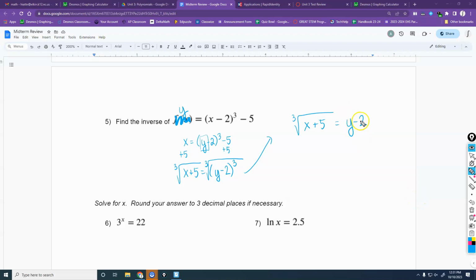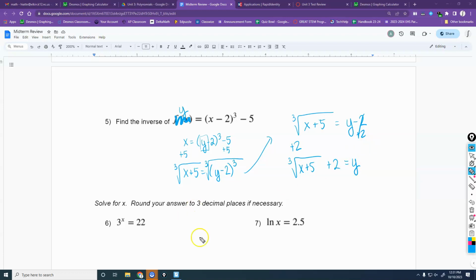Okay, we got a y minus 2. We got to get rid of that 2. How would we get rid of that 2? Add that 2. Good. So it would be the cube root of x plus 5, plus 2. The 2 is not underneath the cube root. So that would be our inverse.